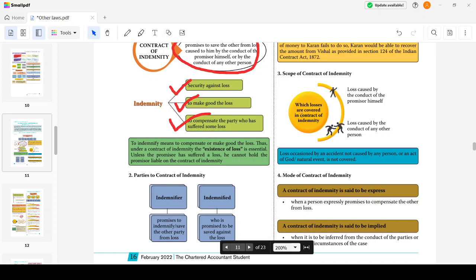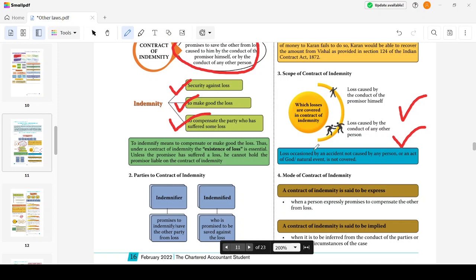Then the scope of contract of indemnity. Which losses are covered? The losses caused by the conduct of the promisor himself or by the conduct of any other person, either by me or any other person. If any loss is caused to you, then I will be indemnifying you. Loss occasioned by accident, not caused by a person, or by an act of God or a natural event, is not covered.